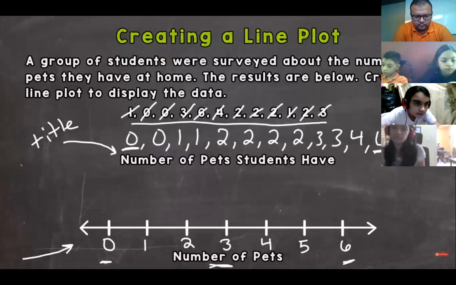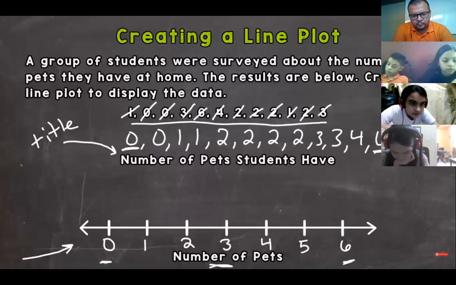So now we're ready to create our line plot here, and we're going to use X's for a line plot. So let's take a look at our 0 first. How many students have 0 pets at home? Well, 2.